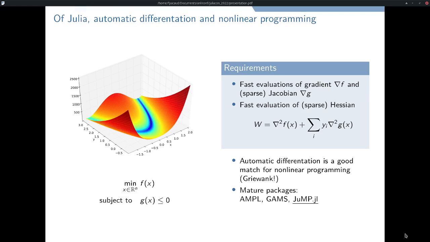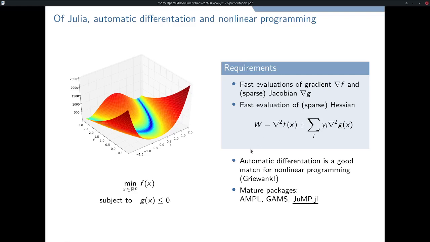Why do we need automatic differentiation on GPU for our use case? To solve large-scale nonlinear problems. In optimization, this kind of large-scale nonlinear problem is ubiquitous in engineering. And most of them require a fast evaluation of the Jacobian of the constraints in sparse format, and a fast evaluation of the sparse Hessian, W, defined like that.